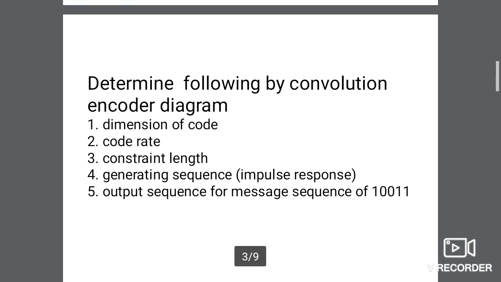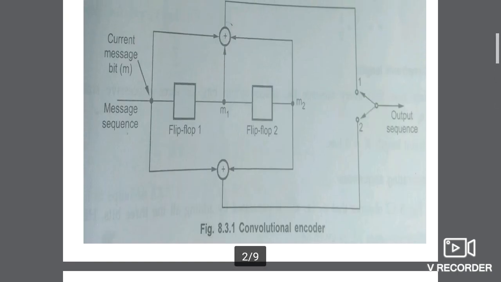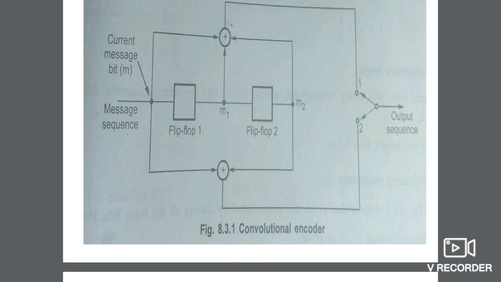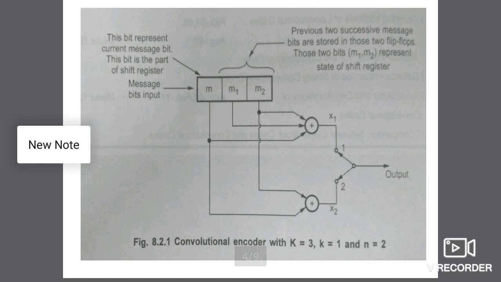Following the convolution encoder diagram, first thing is the dimension of code, and code rate. What is the code rate? Then constraint length, generating sequence or impulse response, and the output sequence for the message sequence 10011. In this diagram, the input of flip-flop 1 is the current message bit M, and the output of flip-flop 1 is the previous message bit M1. The output of flip-flop 2 is the previous message bit M2. So we can redraw the diagram like this, and this is the convolution encoder diagram.